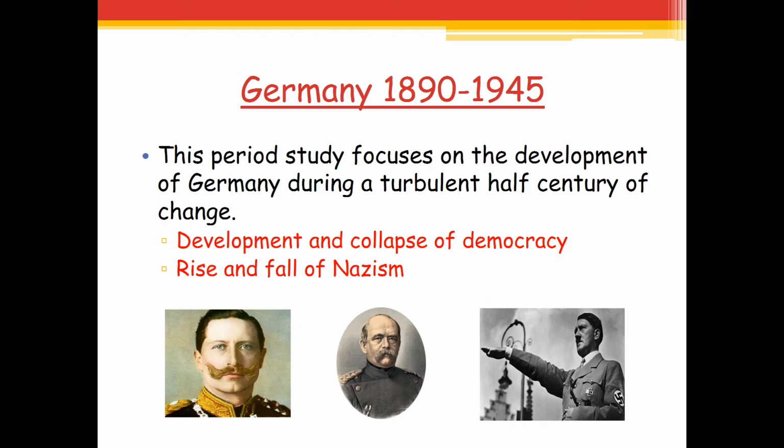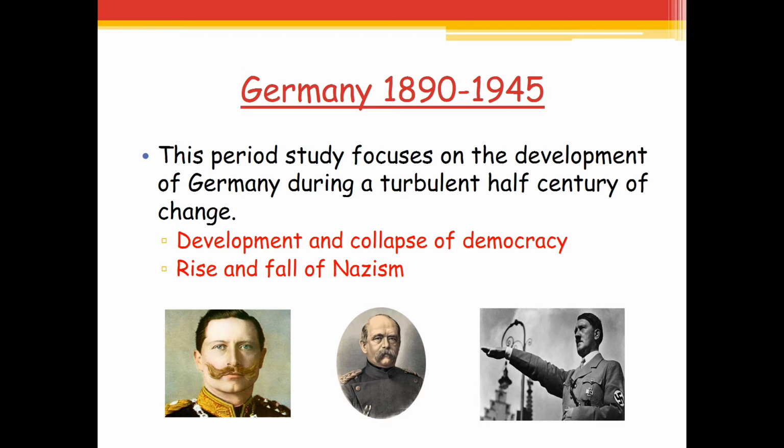So the third module then is Germany 1890 to 1945. This period is looking initially at Kaiser Wilhelm II, and how he took Germany into World War I. So it touches on the causes of World War I, but also what it was like in Germany during this period, the patriotic feeling that the German people had going into World War I.